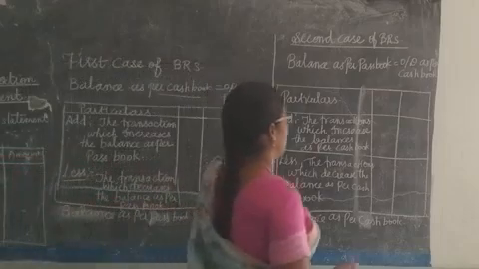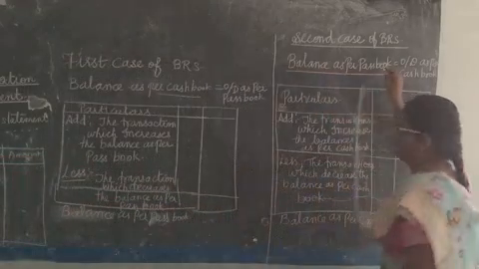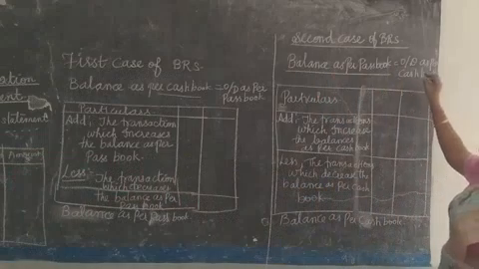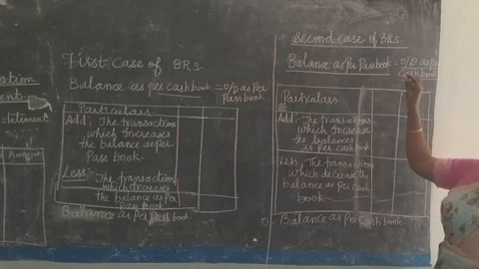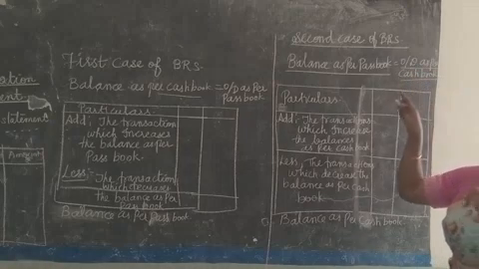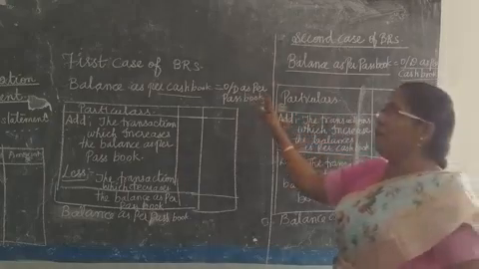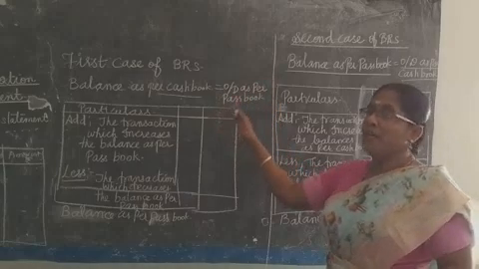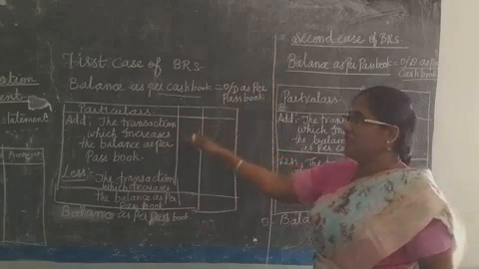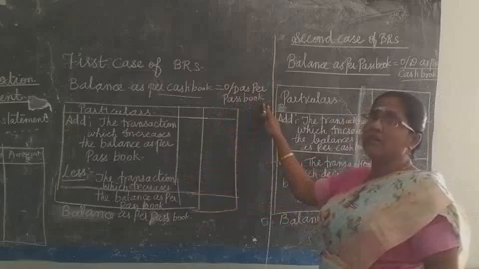In that second case, they will give balance as per passbook and overdraft as per cash book, both are same. In one sum, they will give only one alone. They won't give both. See, I am telling that both are same. So we are going to follow the same method for both the balances.